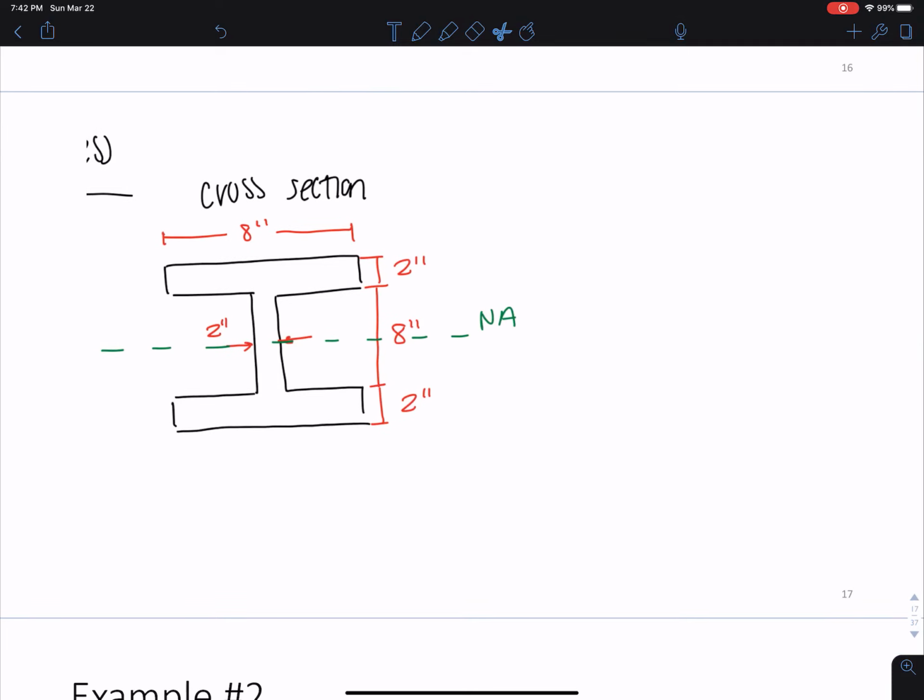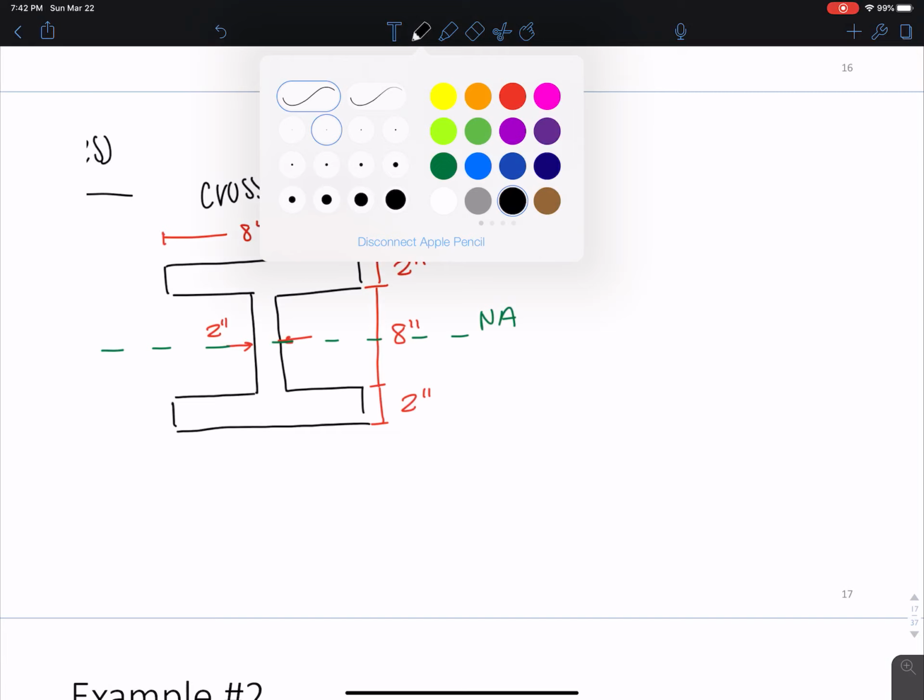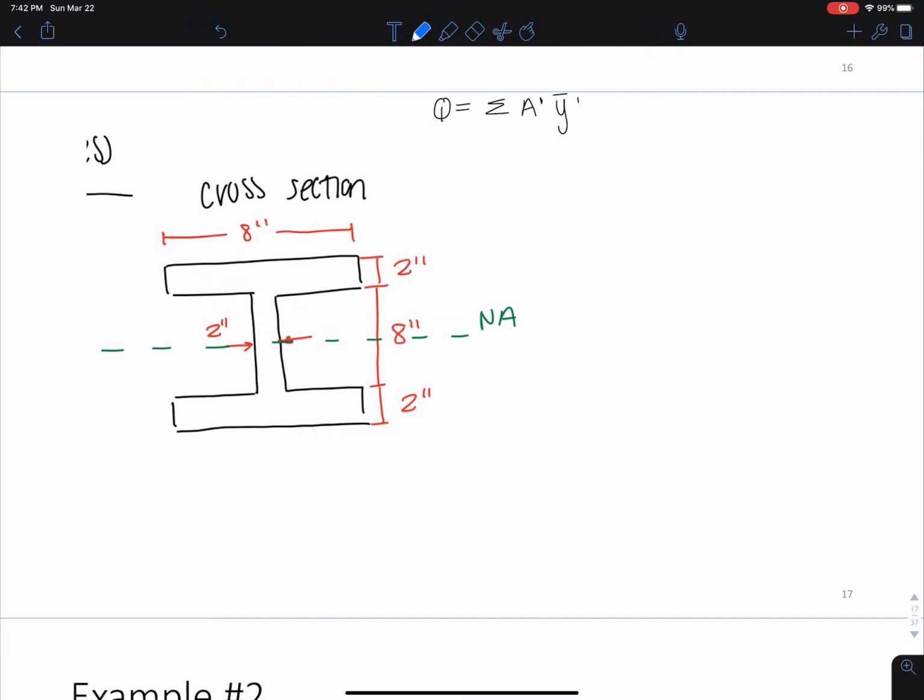So what we need to do here, we know that Q is equal to the sum of the areas times y bar prime for each area. Okay, so here what we want to do is look at all of the areas either below or above the neutral axis. You can pick either one and you'll get the same answer. Because this is symmetric, it really doesn't matter what we look at. Let's do all the area above.